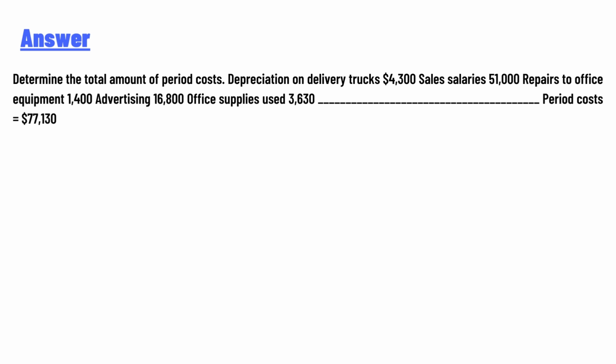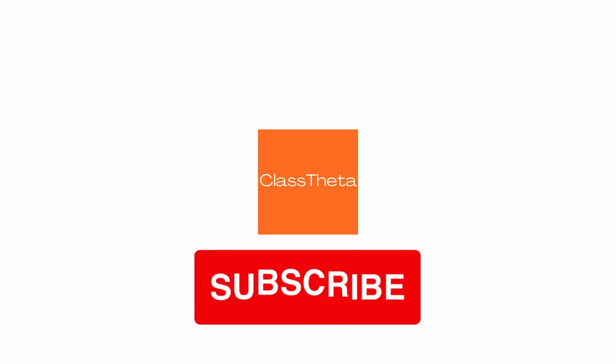sales salaries 51,000, repairs to office equipment 1,400, advertising 16,800, office supplies used 3,630, period cost is equal to 77,130.